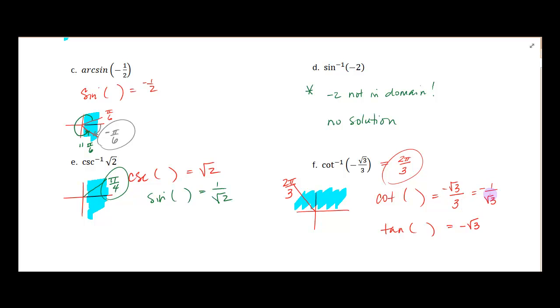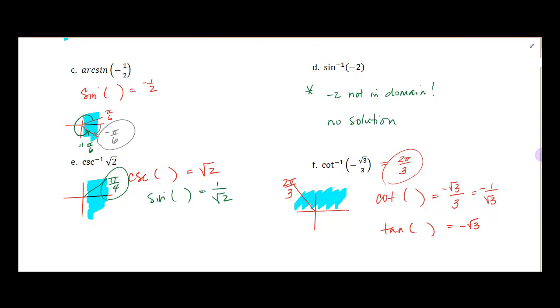I did that because I recognized that cotangent and tangent are reciprocals of each other, and I can take the reciprocal of this to where it looks like just negative square root of 3. So what I'm really asking myself at this point is, the tangent of what angle is equal to negative square root of 3? And that's going to lie in quadrant 2, because that gives me a negative answer, and that is here at 2 pi over 3. So the solution to that is 2 pi over 3.